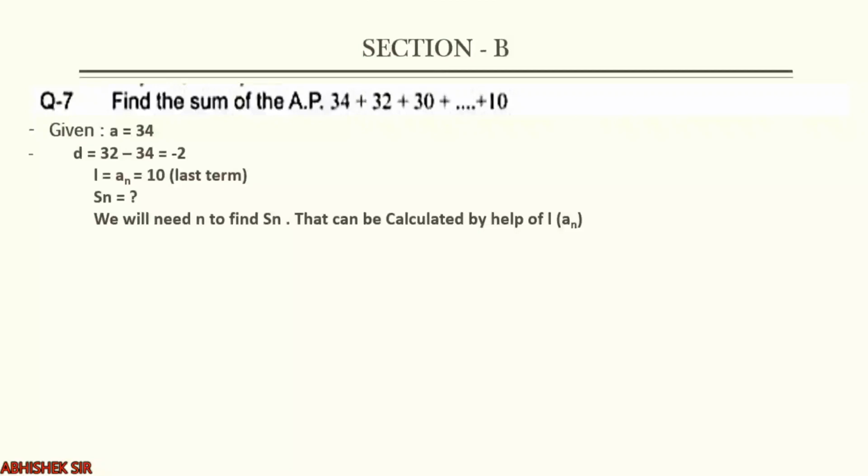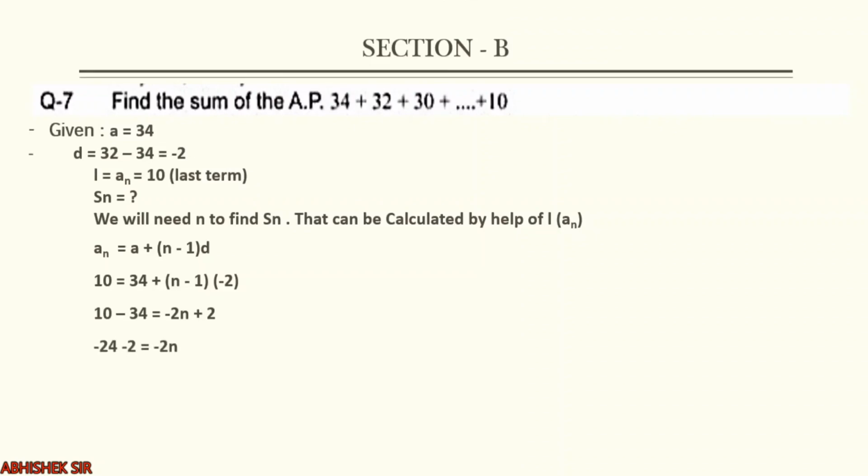So we will use the formula An equals A plus (n minus 1)D, and put the values so that we can get the value of n. So An is 10, A is 34, n minus 1 we are finding, and D is minus 2. Now 10 minus 34, 34 will go on the other side, so 10 minus 34. Here minus 2 into n will become minus 2n, and minus 2 into minus 1 will become plus 2.